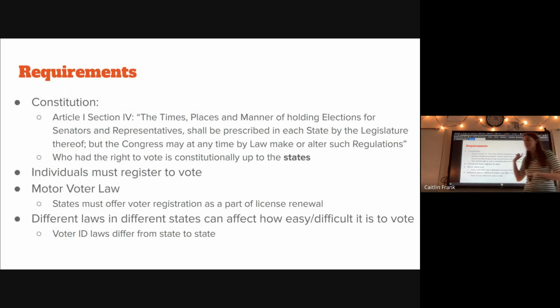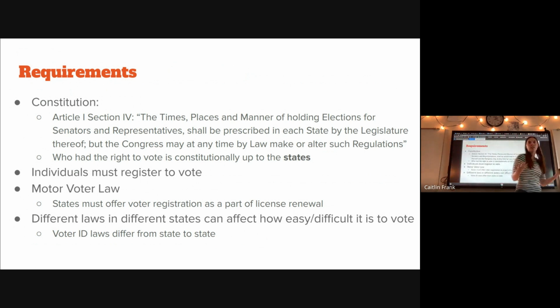Requirements to vote, very important because it is in the Constitution and it is in Article 1, which is the legislative branch of the Constitution. But in this section of the Constitution, it lays out that voting requirements will be set up by the states. So this is a power reserved to the states to determine time, place, and manner of elections, which is why we have discrepancies in things like voter registration.